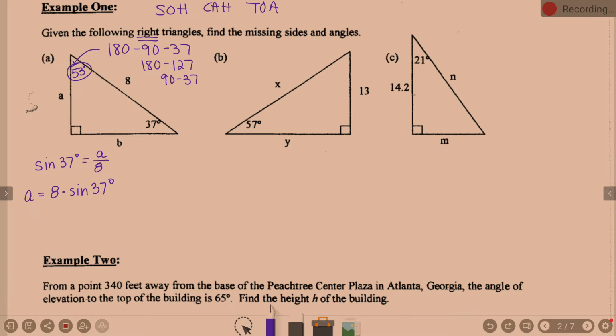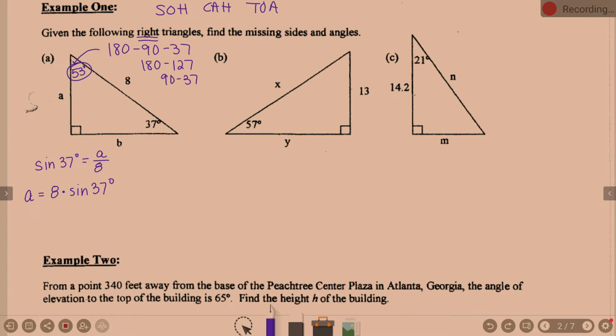Now, I would hesitate and warn you to be careful about putting sine of 37 degrees times 8, because you don't want it to become 37 times 8 and then the sine of that, which is why I always put my other number out front.